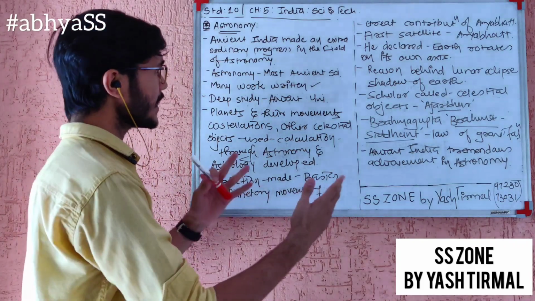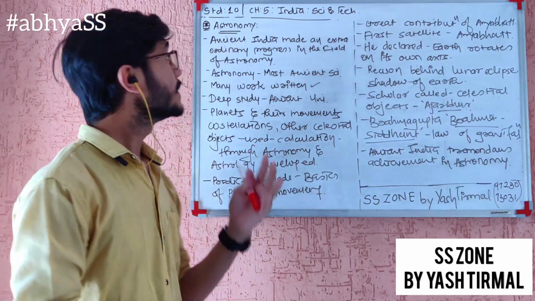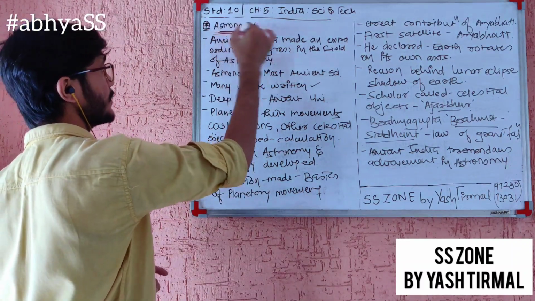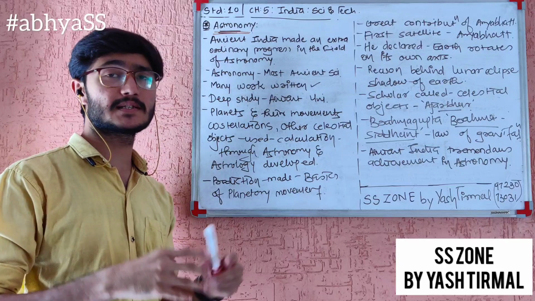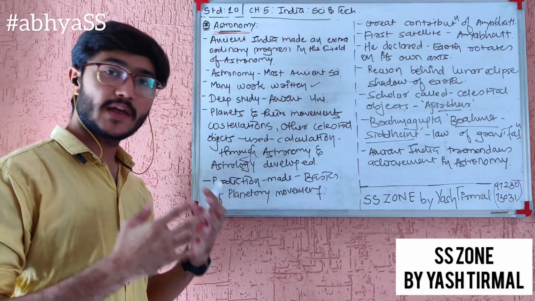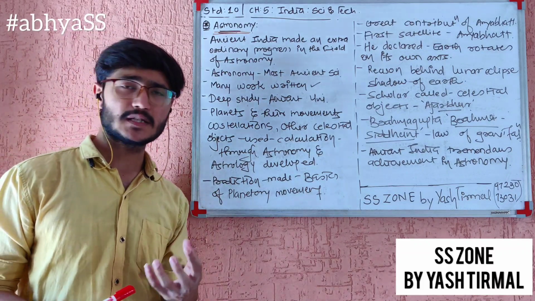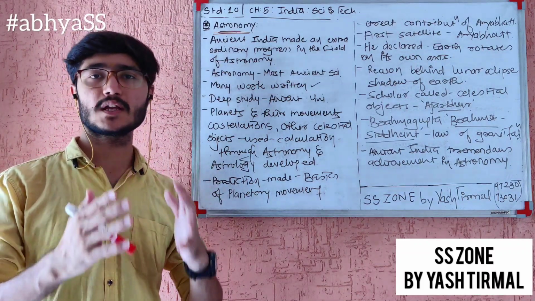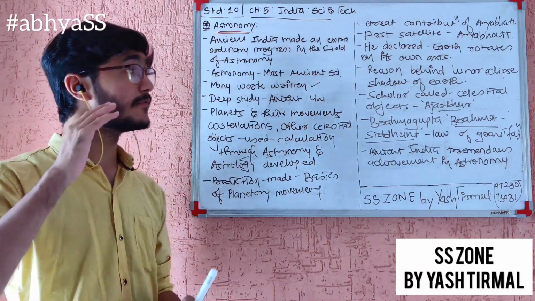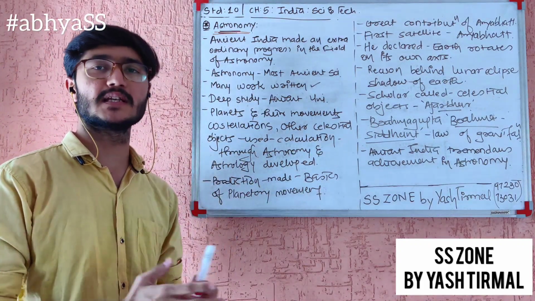Today we'll continue with our chapter number 5, that is India, Science and Technology, Standard 10. So today's topic is astronomy, the science about celestial objects. In this particular topic, we will study the various kinds of celestial objects. Obviously in chapter number 5, the first line remains very common, that is, ancient India made an extraordinary progress in the field of astronomy. I repeat, astronomy means the science of celestial objects.